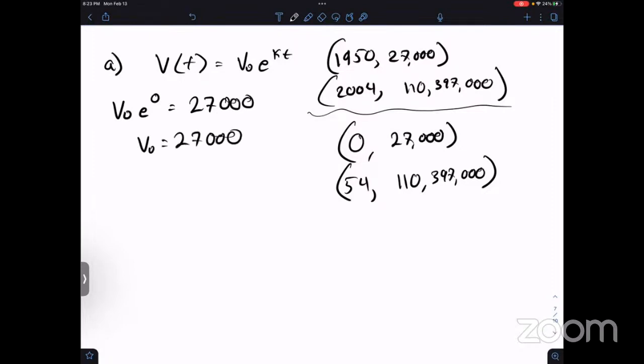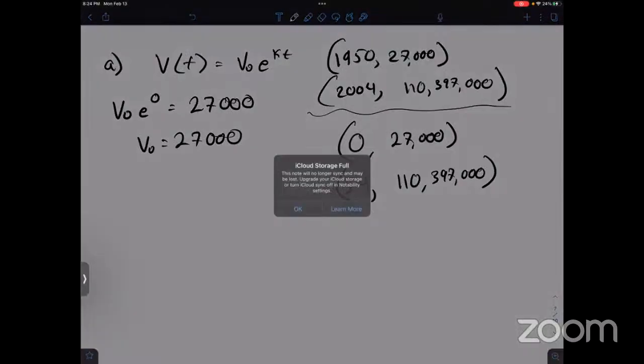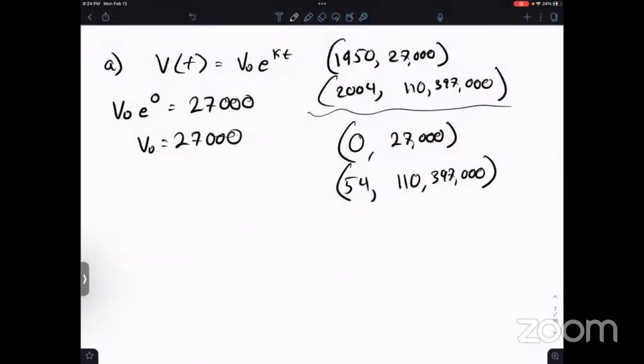Then let's plug in the second piece of information. When T is 54, the Y is 110,397,000. So we're going to have 27,000 times E to the 54K. We still don't know K, but the time has been 54 years, and the value is 110,397,000. We have one equation, one unknown, so we can solve.